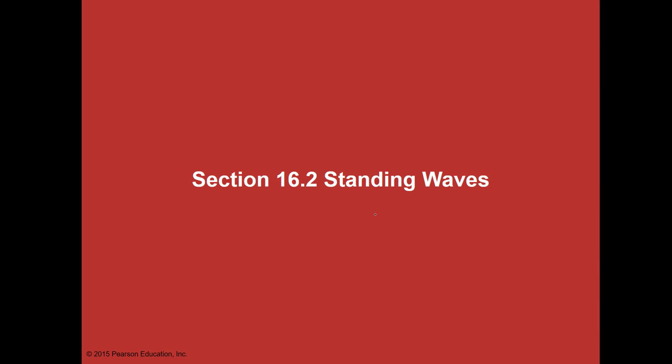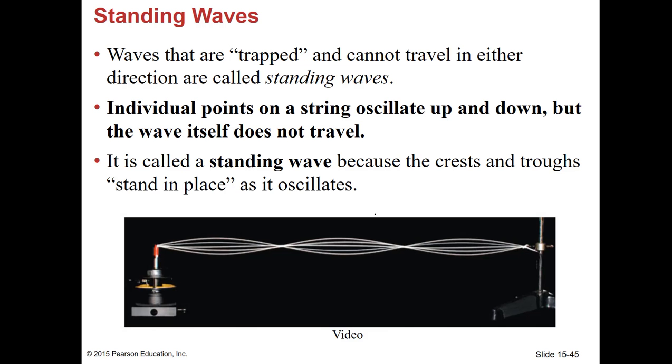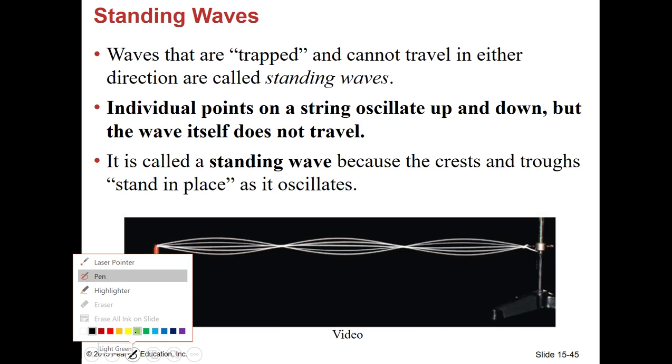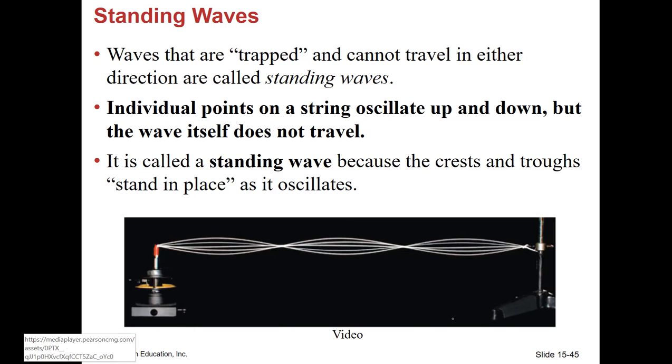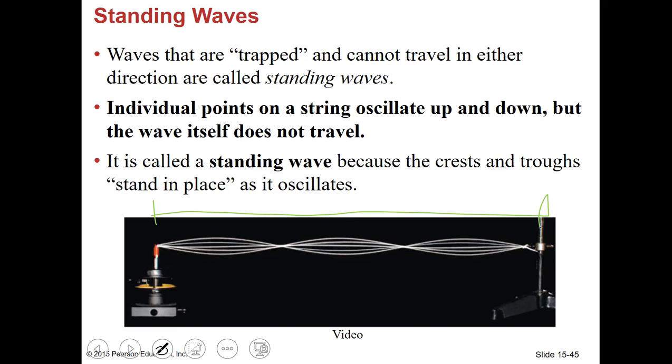Okay, so we can build standing waves with this idea. And again, just like this picture here. So change the color again. So waves that are trapped and cannot travel in either direction are called standing waves. So this wave is just locked here between here and here. So it's a string. The string is oscillating up and down. And if you can get the frequency exactly right, you can get this picture to appear.